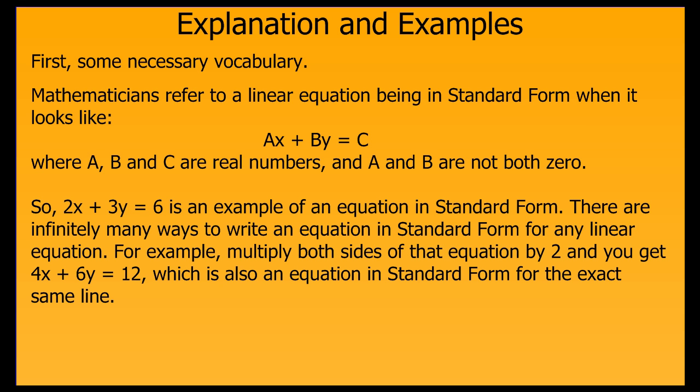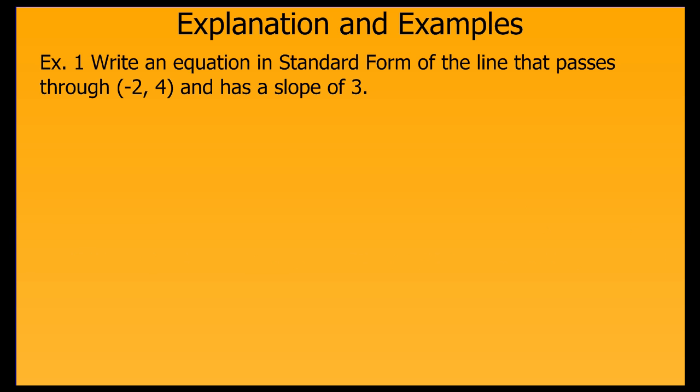It's important to realize that there are an infinite number of ways to write an equation for any given line in standard form. For example, we could choose to multiply both sides of this equation by any number, let's say 2, and then get a new form that would be equivalent. In this case, 4x plus 6y equals 12. Those would both be standard forms of that equation. Let's look at some examples.